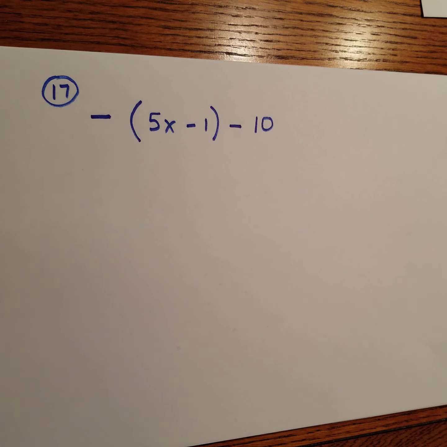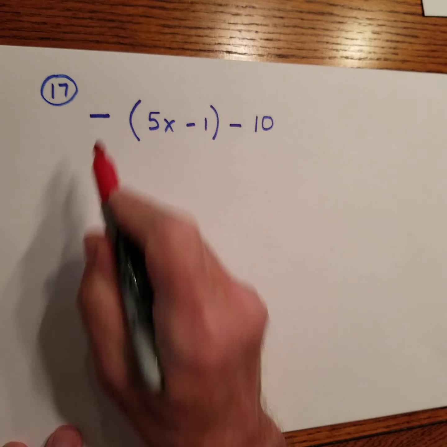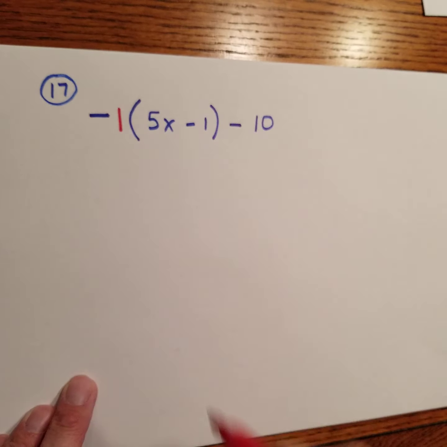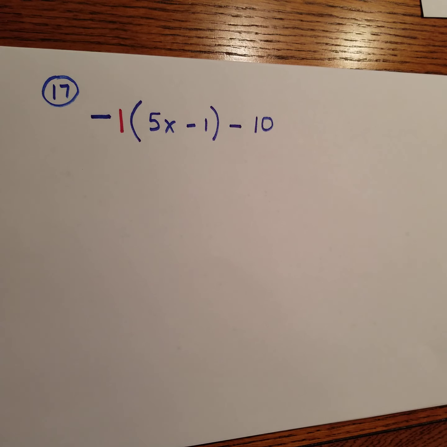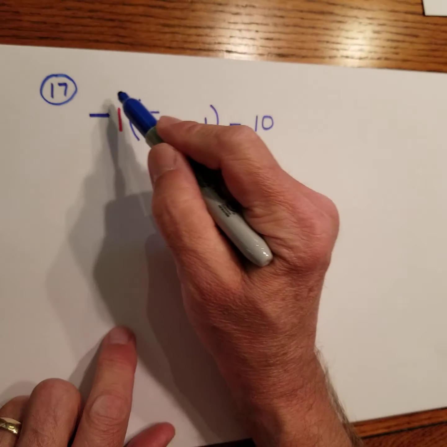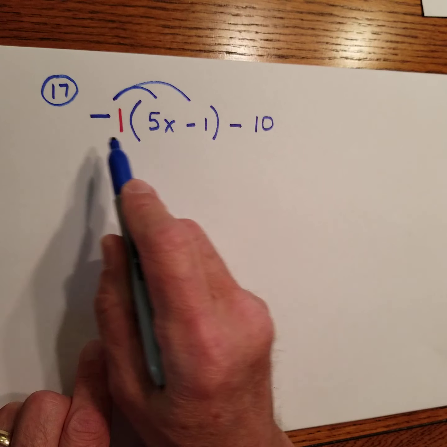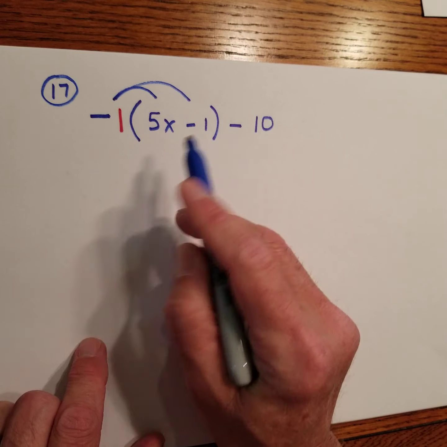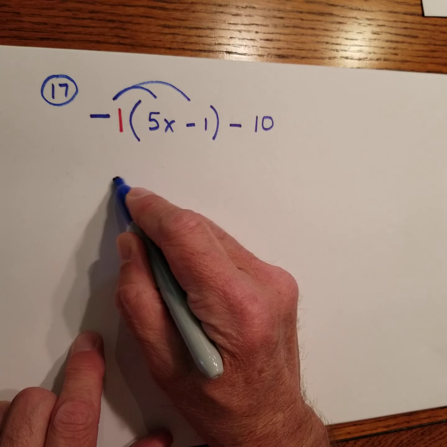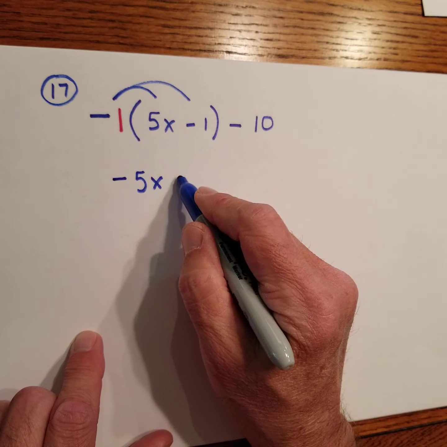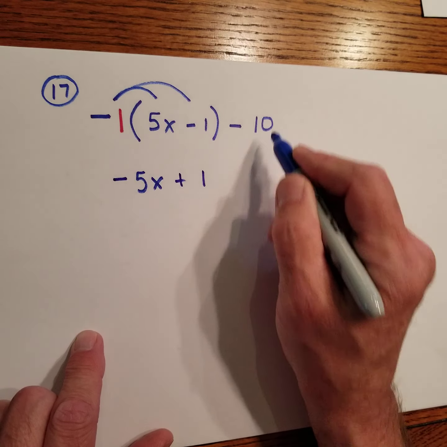This last problem is kind of a special situation where you have a set of parentheses and it just has a negative out front. When that happens, we can think of this as being a negative 1. You can write that 1 in like I did, or just remember that it's there. Now we're going to take that negative 1 and distribute. Negative 1 times 5x and negative 1 times negative 1. Negative 1 times 5x, that's a negative times a positive. Negative 1 times negative 1, that's 2 negatives. And copy the minus 10.